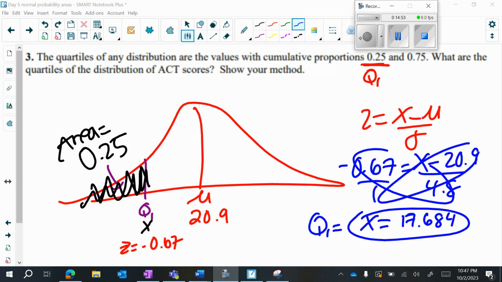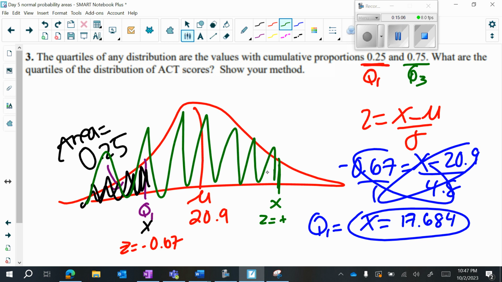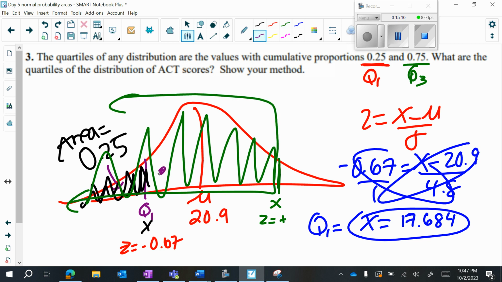Now if you wanted to do the third quartile, Q3, you're going to do the same thing, except it's going to be on the right of the mean, so it's going to be a positive z-score. And the area you're going to get is going to be to the left, so it's going to be this whole area. So you want to look for the closest 4-digit area to 0.75. You try it. Thanks for listening.